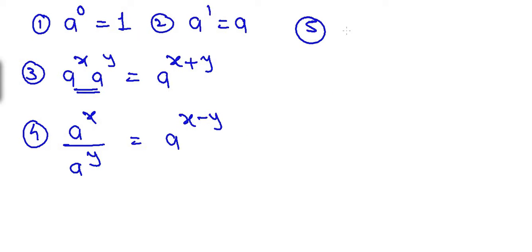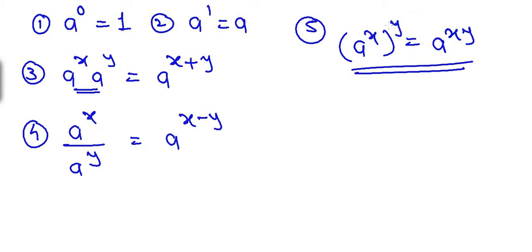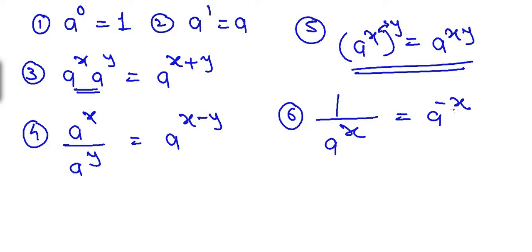Number 5, power of power. A raised to x raised to y is equal to a raised to xy. When there is power of power, we have to multiply the powers together. So a raised to x raised to y is actually a raised to xy. Number 6, when we change the position from numerator to denominator, index changes by sign. Like 1 upon a raised to x equal to a raised to minus x, vice versa. That is, if you want to shift this a raised to y to the denominator, then also there would be change in sign of the power.